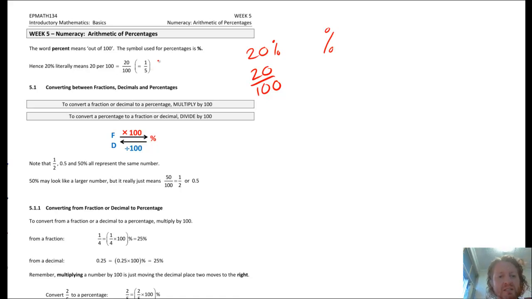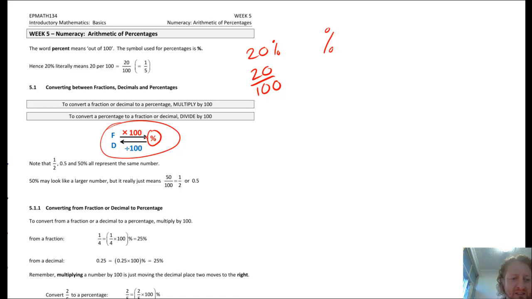So if that's all a percentage is, then converting between percents and decimals or percents and fractions isn't going to be too hard. But I do like to think of this little drawing down here. And that just shows the percentage is the odd one out. A fraction or a decimal times 100 looks like a percentage. And a percentage divided by 100 becomes a fraction or a decimal.